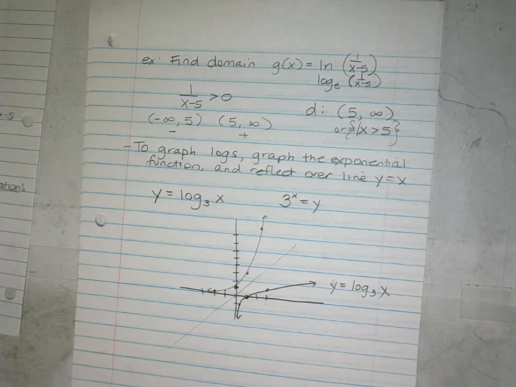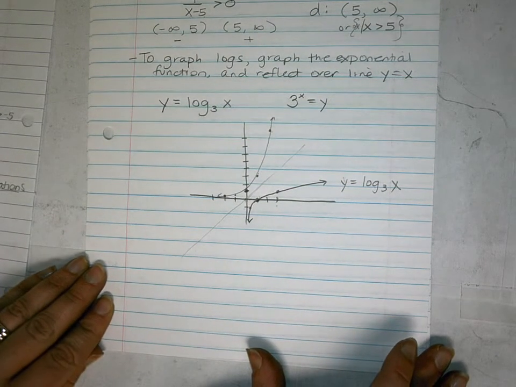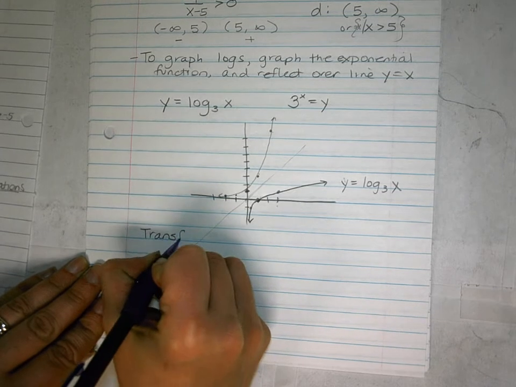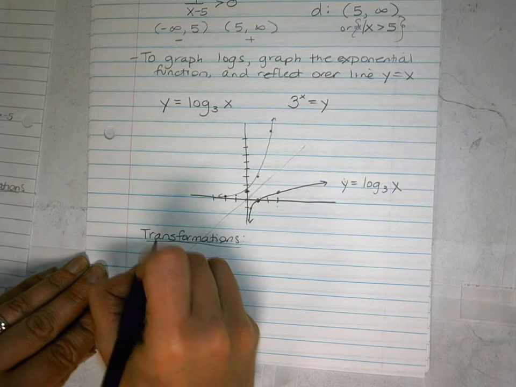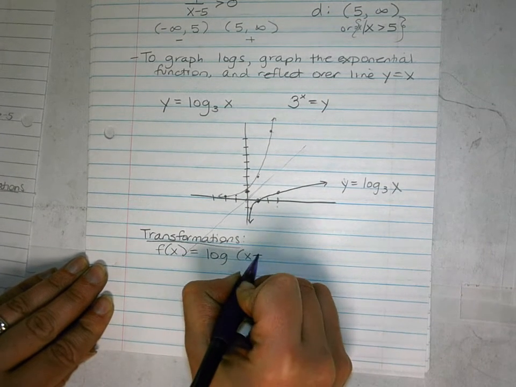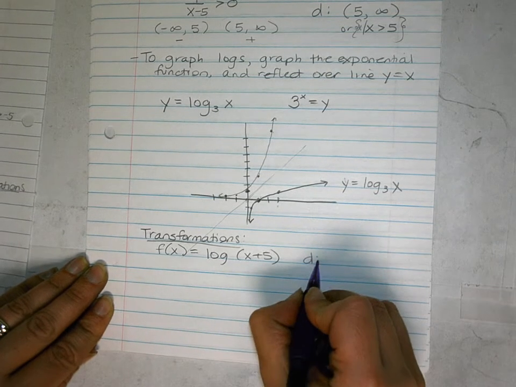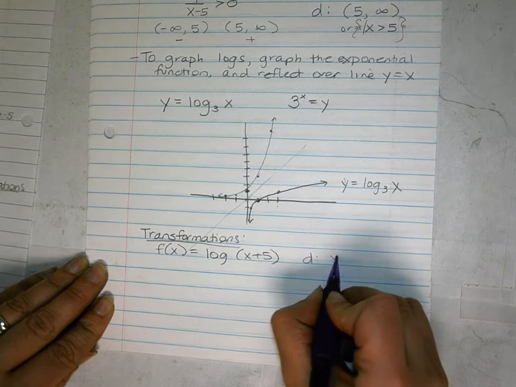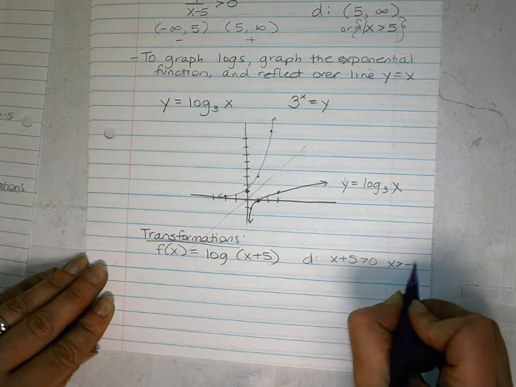All right. You can use transformations with logs. So here's a little tidbit on transformations. There's a lot in this section. f of x equals log of x plus 5. Keep in mind your domain. Your domain is that all of this x plus 5 has to be greater than 0. Therefore, x has to be greater than negative 5.